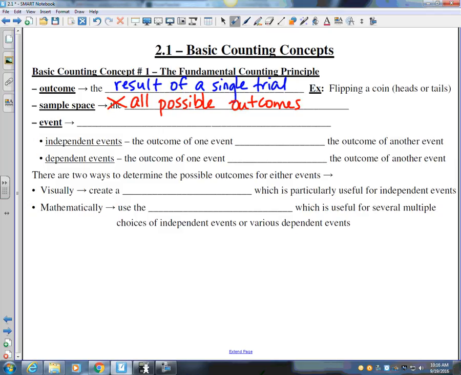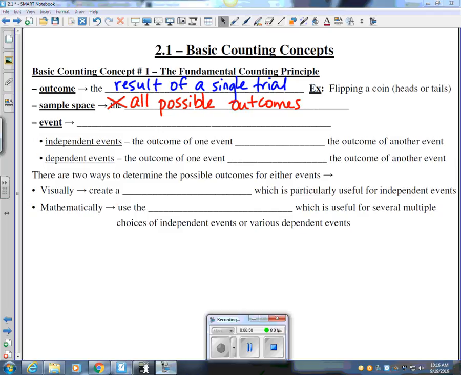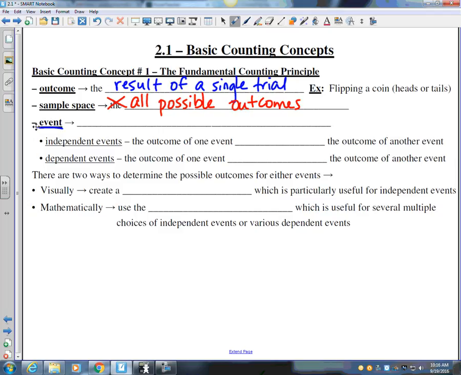It's technically the set of all the possible outcomes, but I'm trying to reduce the amount of writing you have to do. All right, and an event is just one or more outcomes. So you could say, what is the probability of getting 2 heads? So in that question, your event is getting 2 heads, okay, when you're flipping a coin.